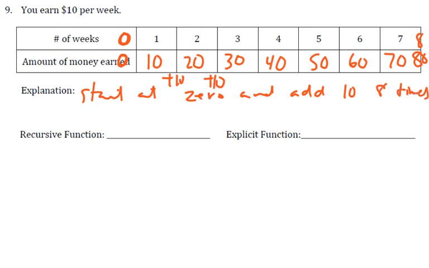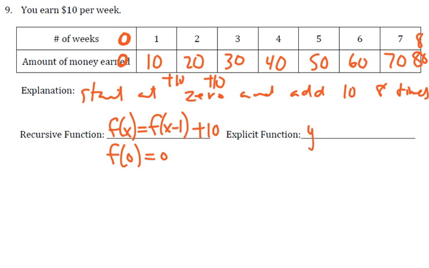So recursive. So f of 0 equals 0. Then we say to get to the next term, we took that previous term and we added 10. So for our explicit function, we go y equals, well, we're adding 10 each time we add 1. So it's 10x plus 0, or just 10x, because we started at 0. Either one you can do.